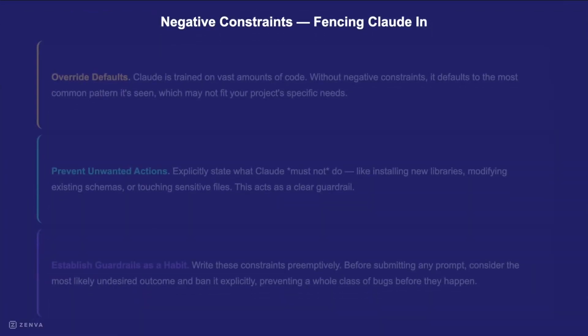We've just seen how to show Claude what to do using explicit examples. Now let's talk about another crucial aspect of guiding Claude, telling it what not to do. This is where negative constraints come in, acting as essential guardrails to keep Claude on the right path. Let's start by looking at why these are so important.